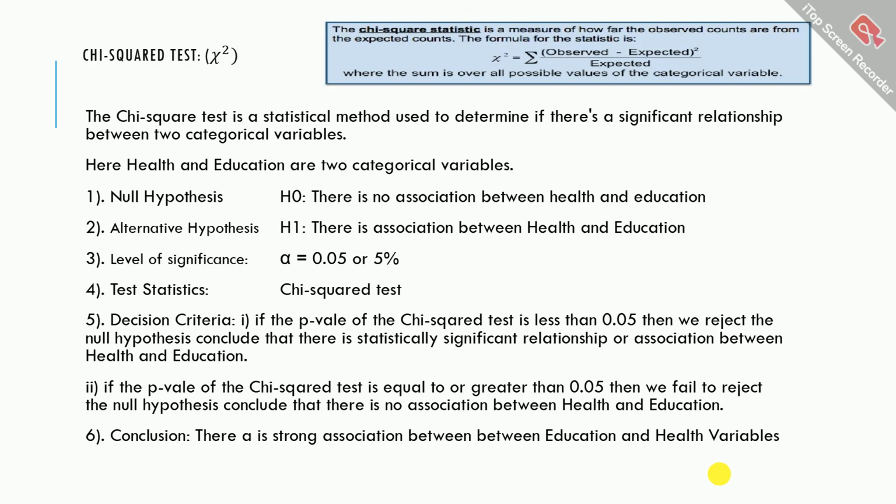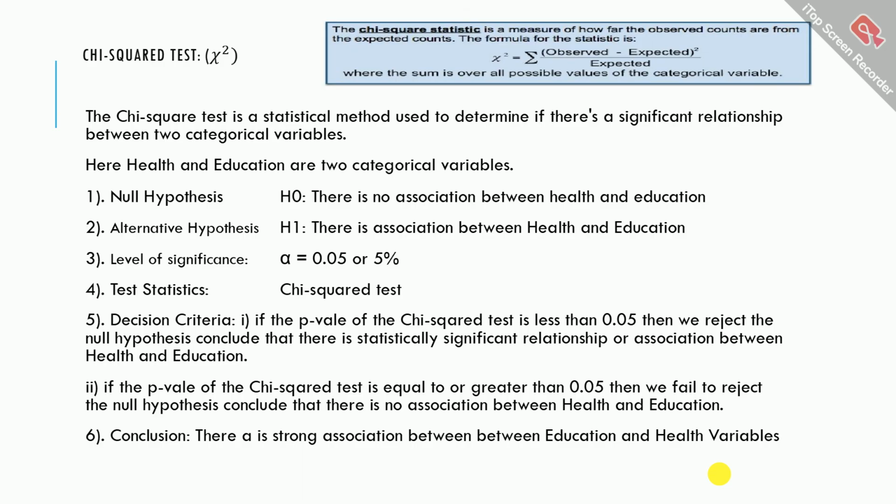There are 5 or 6 steps in chi-square test analysis. Step number 1 is the null hypothesis, and the null hypothesis for the chi-square test is that there is no association between health and education. Then the alternative hypothesis is that there is an association between health and education, and that would be true in case we reject the null hypothesis. Then the third step is the level of significance, the predetermined value of significance against which we test the null hypothesis. Then we have the test statistic, and the test statistic involved here is chi-square because we want to measure the association between health and education.